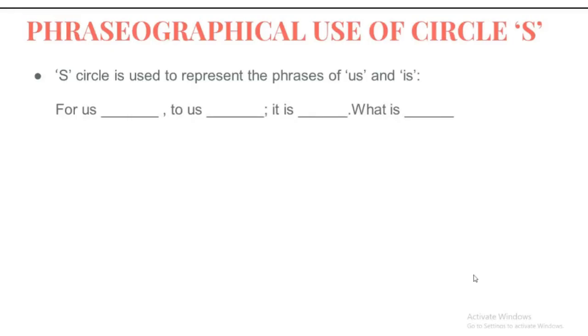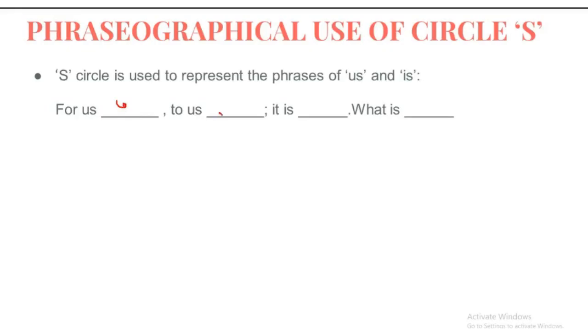Circle S is used in phonography. 4 is written above the line. It is a grammalogue. It is written above the line. 4 S circle will represent us.